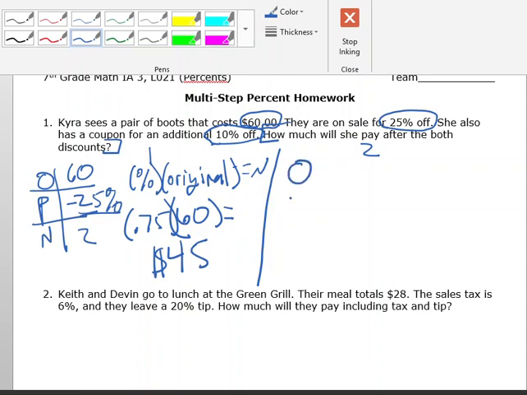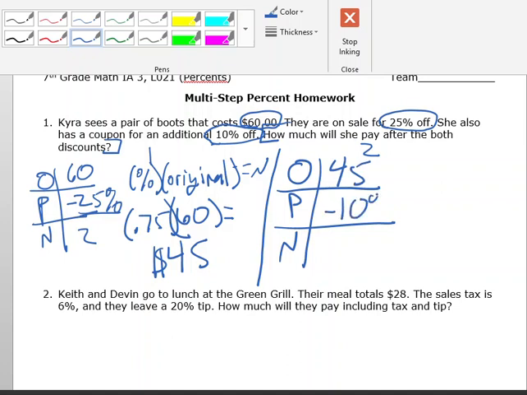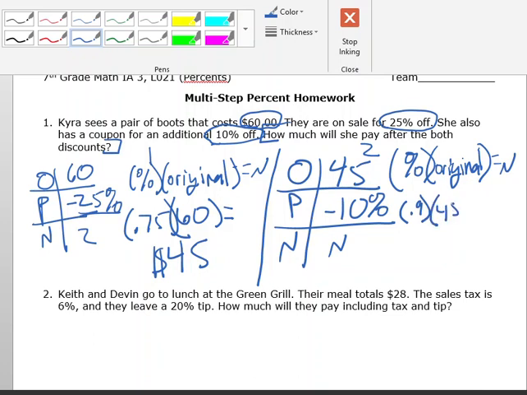She has a coupon, OPN. So she says, you're not going to charge me $45 because I have a coupon now. Here's my new original. My percent change is minus 10%. And I'm looking for my new final discount. So I have percent times the original equal to N. So she's paying 90% times 45. Okay, so in the end, she pays $40.50.